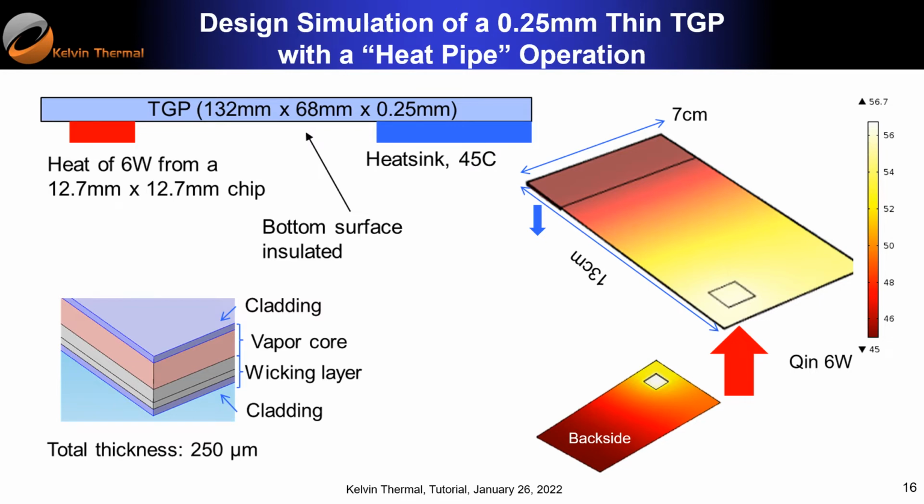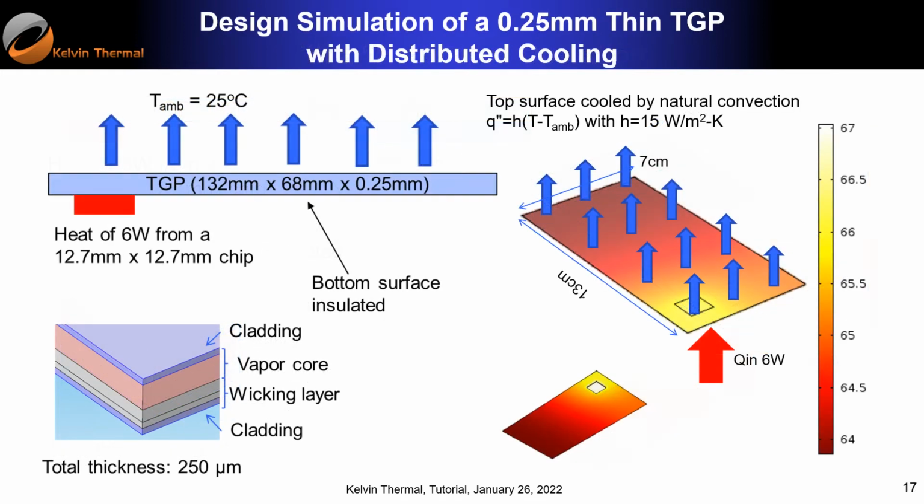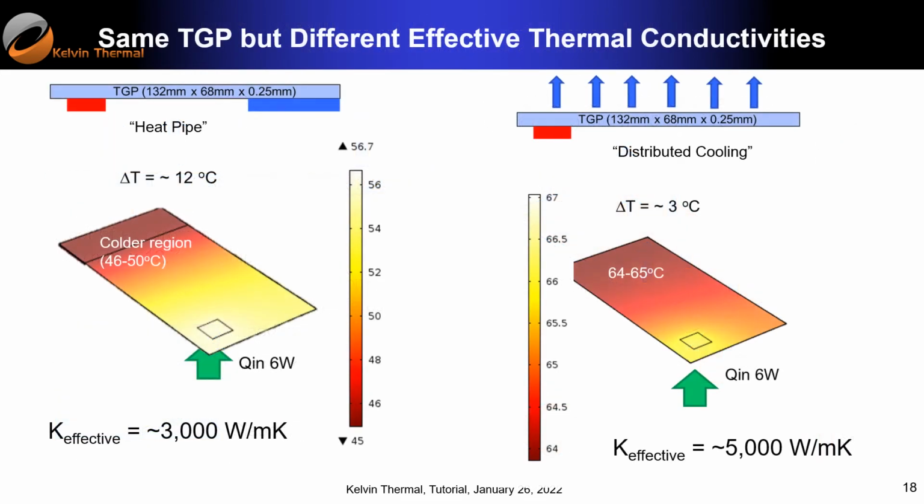Another one is more like a smartphone or laptop application. So I have a heat source, but then the cooling is done by distributed cooling. Cooling happens everywhere. Corresponding to distributed cooling, again, you can see the temperature difference is quite different. So that's why you find out that even with the same TGP, the heat transfer is quite different. And that's the story I want to share with you. With a heat pipe operation, delta T is about 12 degrees C, and I can calculate effective thermal conductivity is about 3,000, not bad. However, with distributed cooling, effective thermal conductivity is much higher, 5,000. So it's much better.